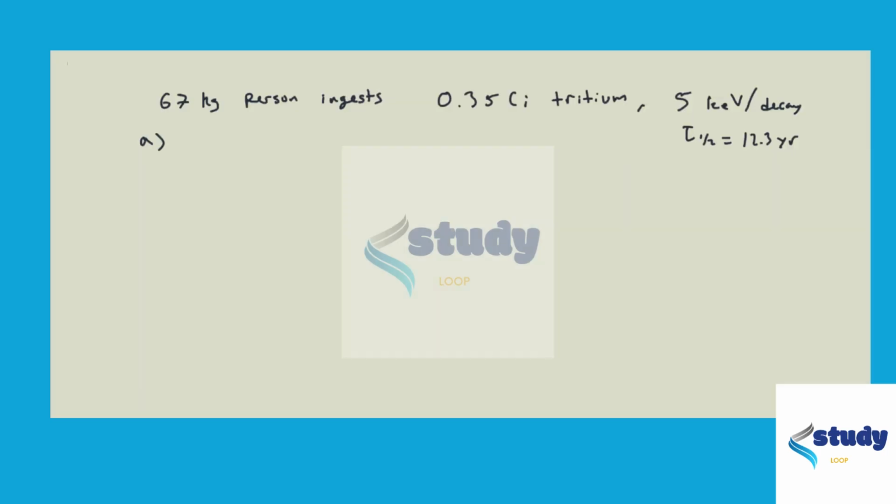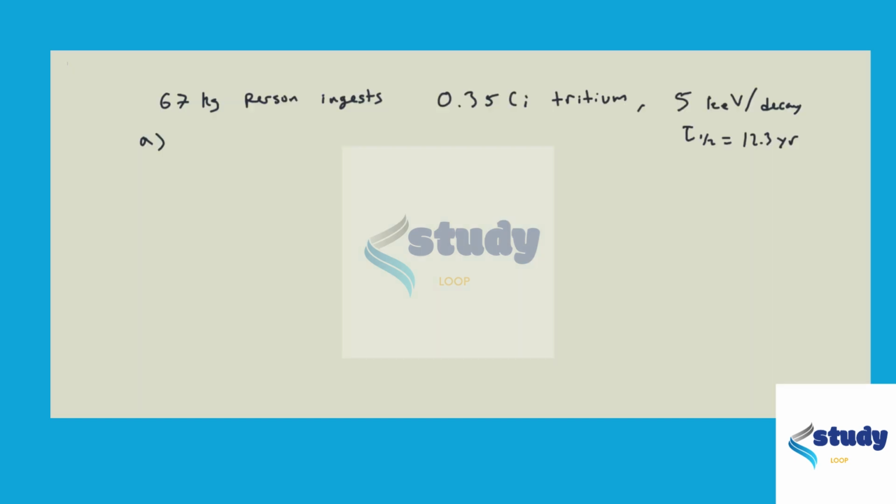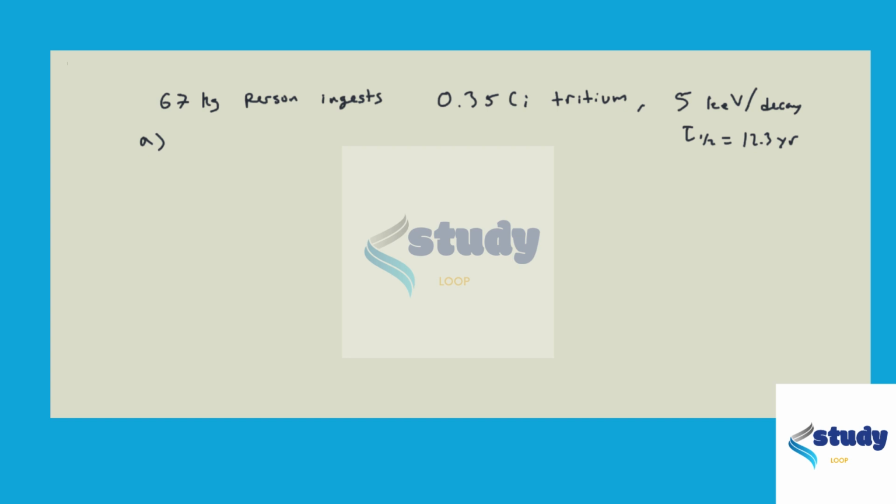A 67-kilogram person ingests 0.35 curies of tritium. We're told to assume that the tritium spreads uniformly throughout the body, and that each decay corresponds to an absorption of 5 kiloelectron-volts of energy. We're given the half-life of tritium, and the first thing we need to do is calculate the absorbed dose in rad and the equivalent dose in REM over a week.